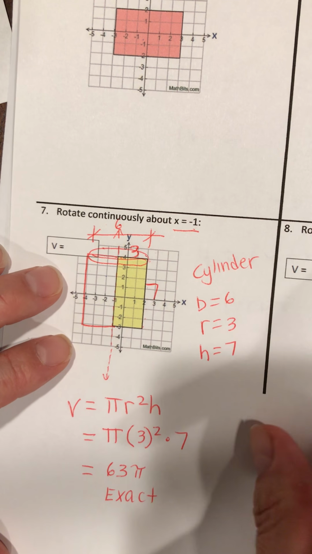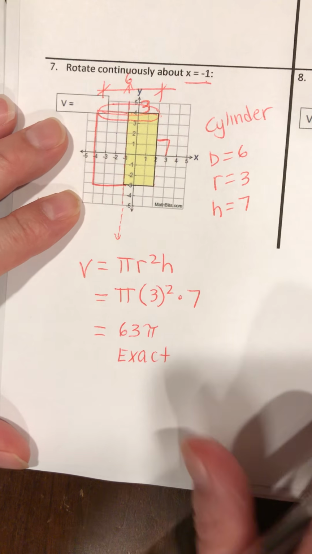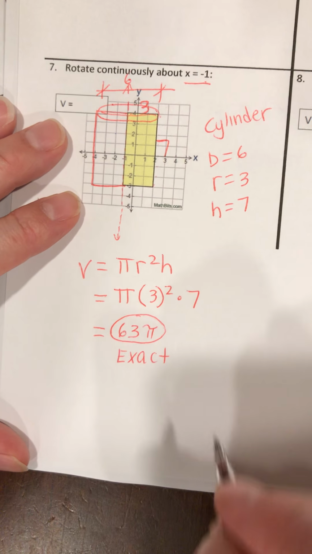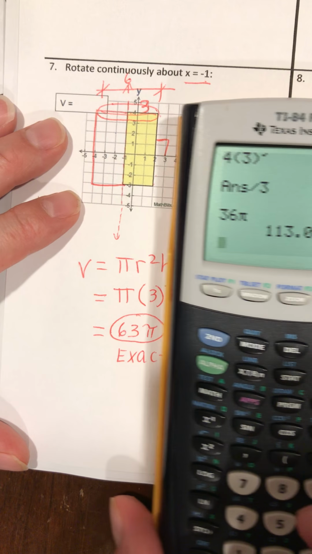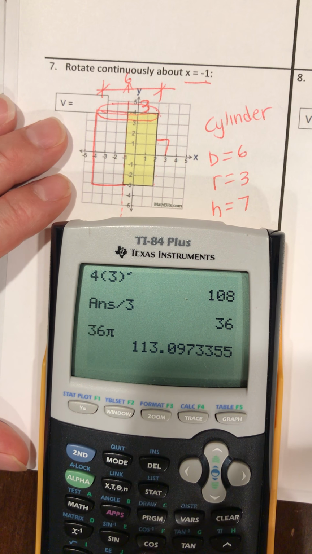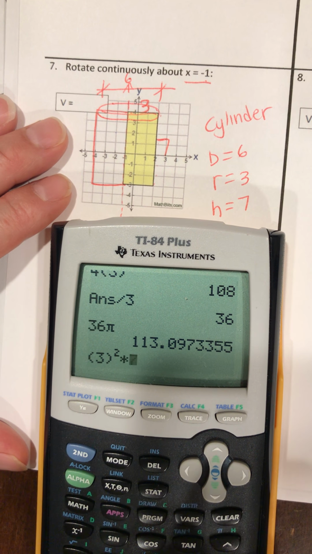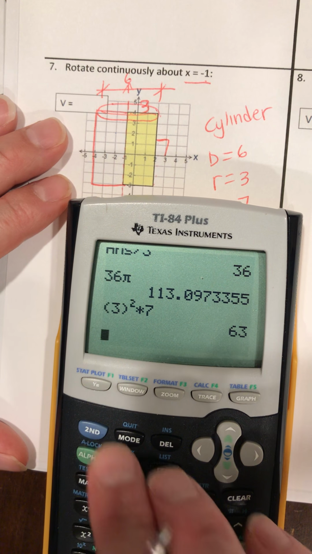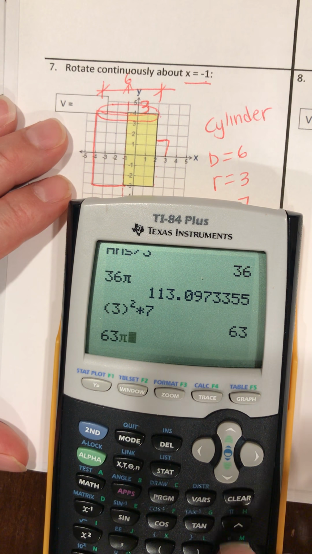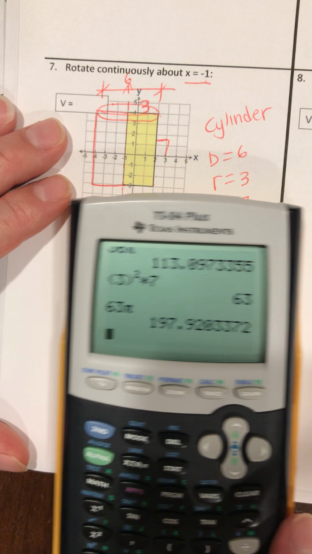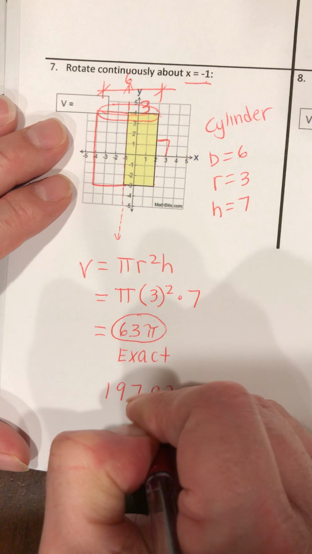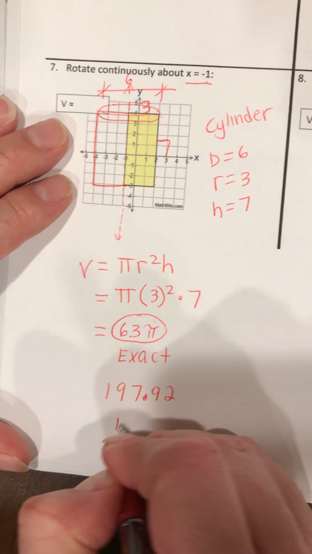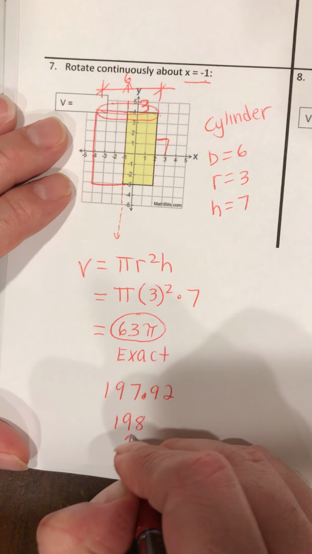If they want the exact volume, remember, you got to leave it in terms of pi. If they wanted an approximate or rounded answer, then we plug in. Here I'll show you that 3 to the second times 7 is going to be 63. 63 pi comes out to 197.92. Let's say we want to go to the nearest whole number, or the nearest 1. 198 would be your answer to the nearest 1.